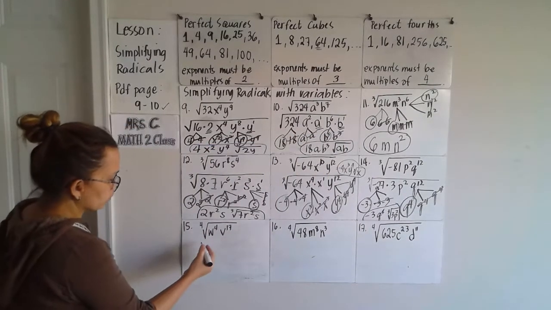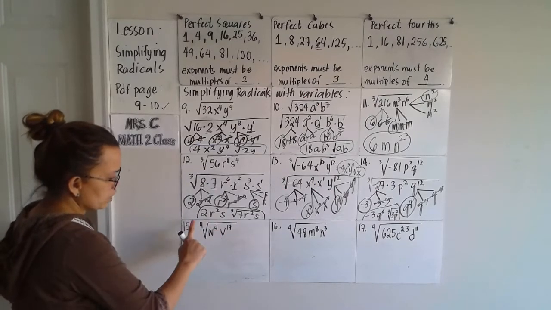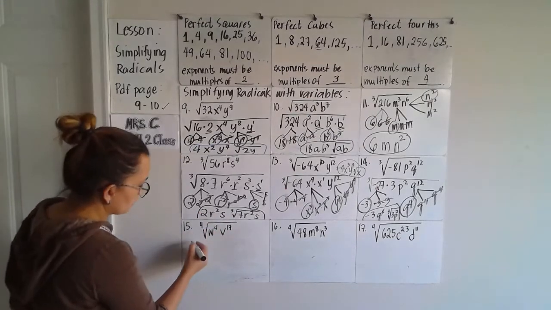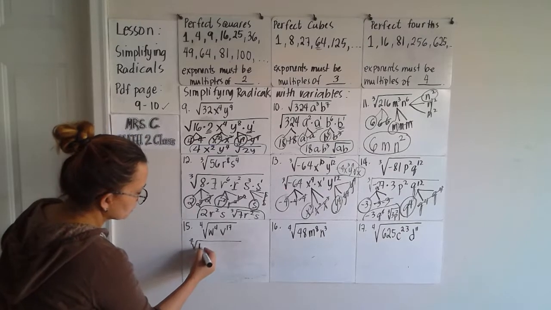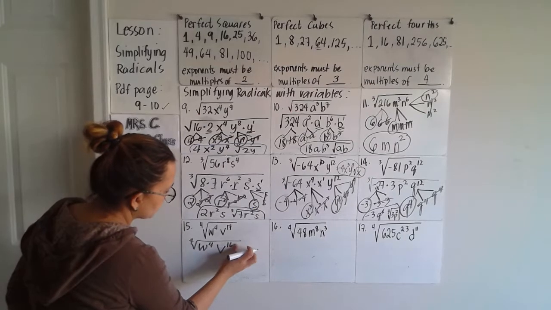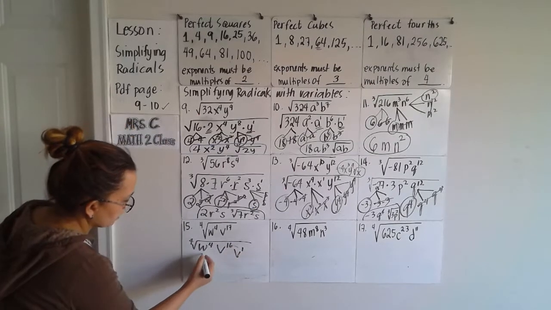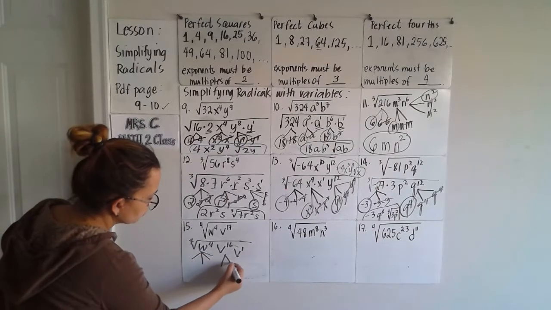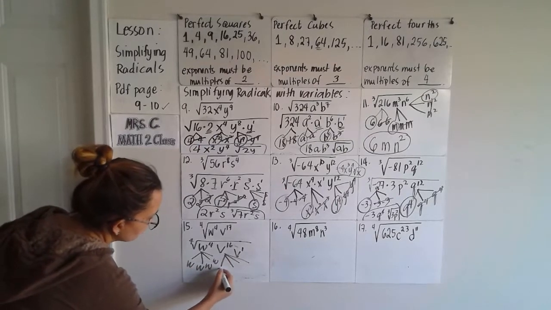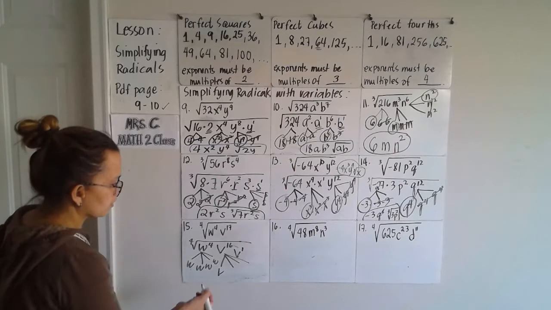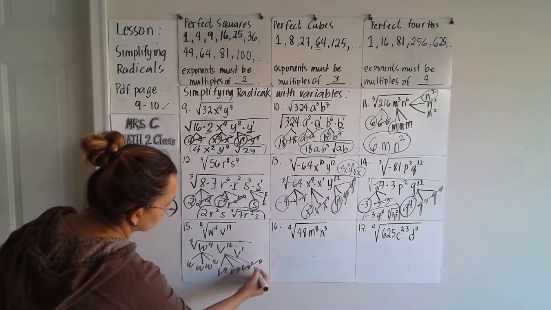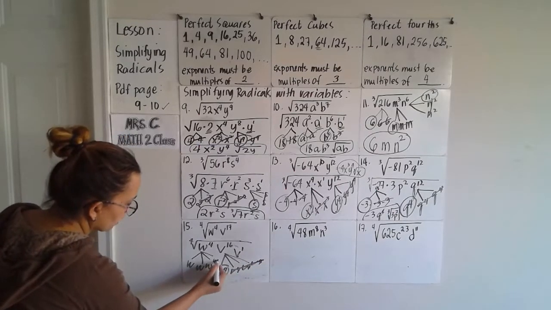So 15, fourth root. Fourth root meaning we need to split it into 4. Is 4 a multiple of 4? Yes. Is 17 a multiple of 4? No. So we're going to split it, 4. So you're going to have w raised to 4, and then v raised to 16, and then v raised to 1. So you're going to have 1, 2, 3, 4, 1, 2, 3, 4. That will be w, w, w, w, and this would be v to the 4, v to the 4, v to the 4, v to the 4. Cancel 3, take 1, cancel 3, take 1.